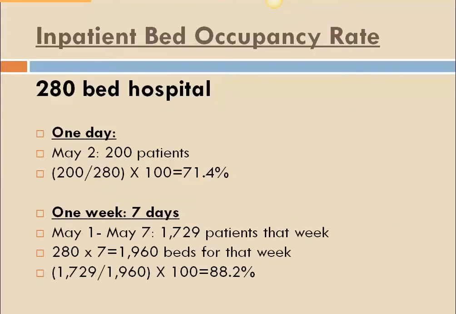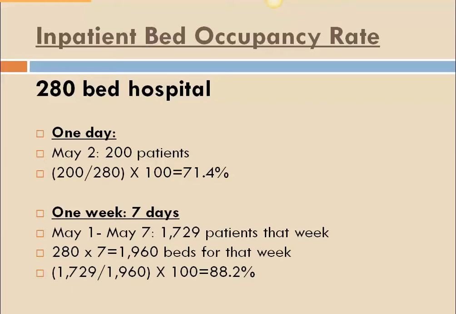Okay, so let's plug some numbers in here and look at an example. This is the same as the example in your book. Let's say that we work at a 280 bed hospital. So 280 is our official bed count for the hospital, or number of official beds. If we're going to figure the inpatient bed occupancy rate for one day, let's say May the 2nd, we have 200 total patients.